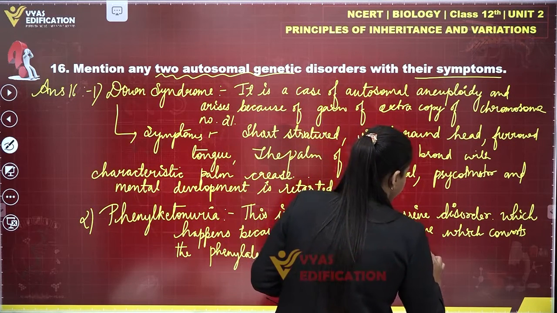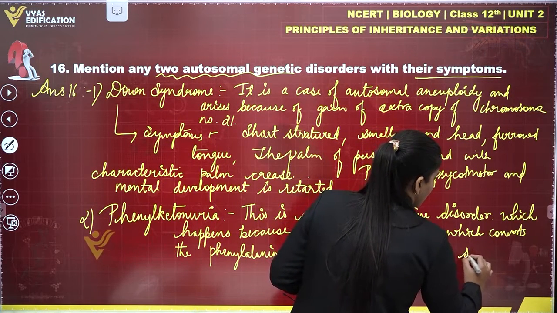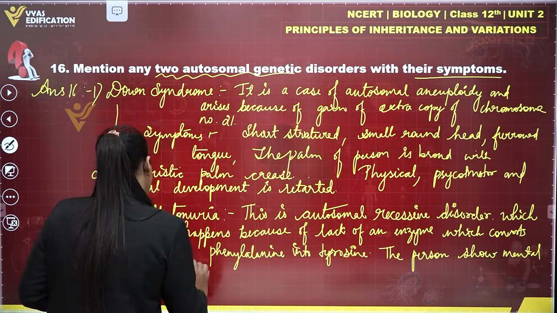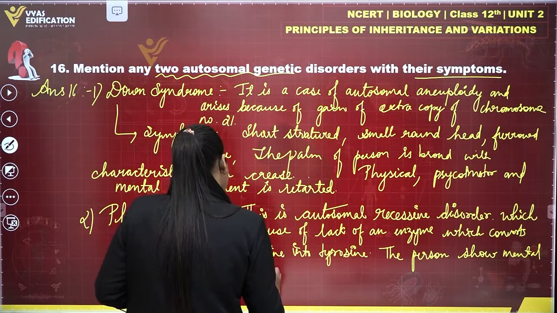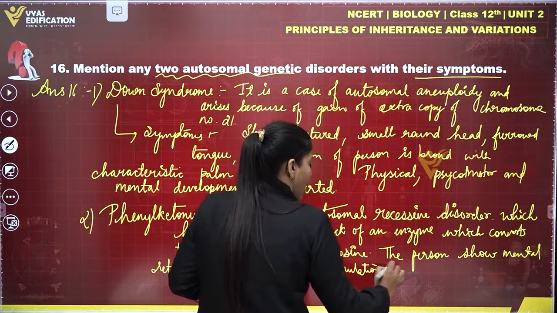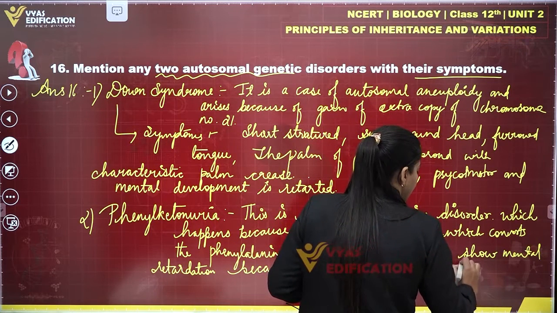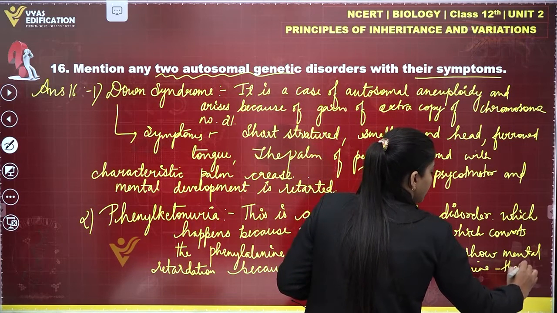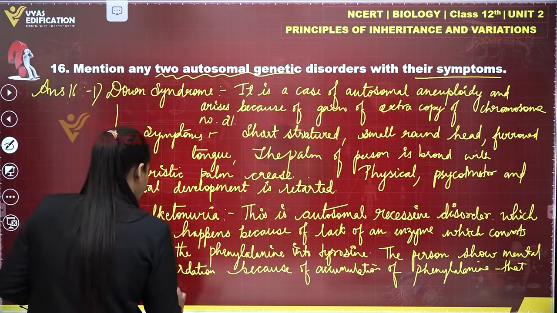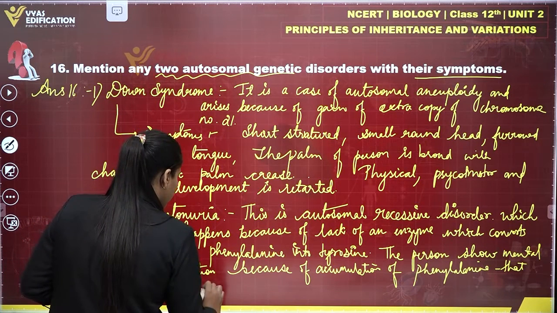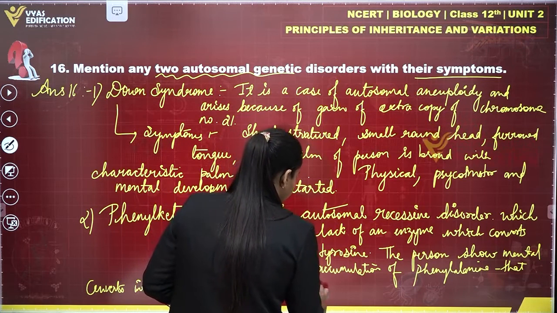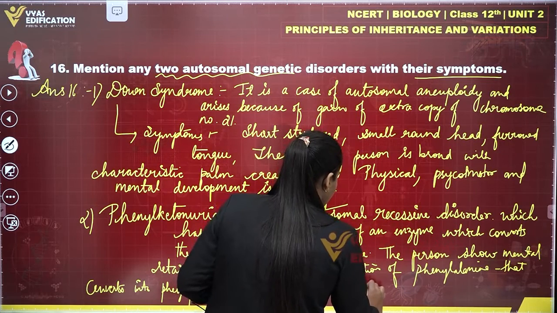So the person having phenylketonuria shows mental retardation because of accumulation of phenylalanine that converts into phenylpyruvic acid, which goes out or is thrown out in urine.